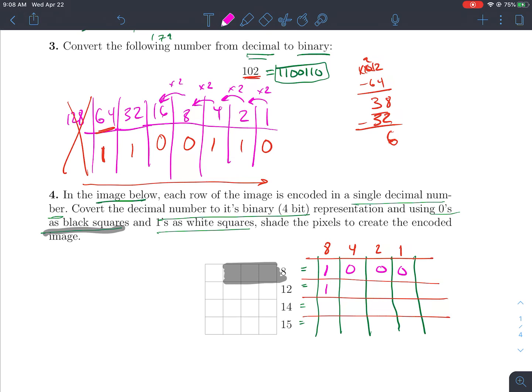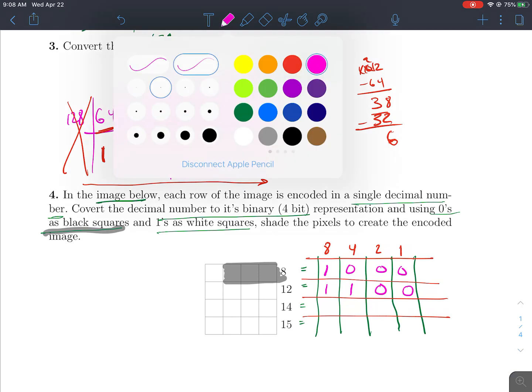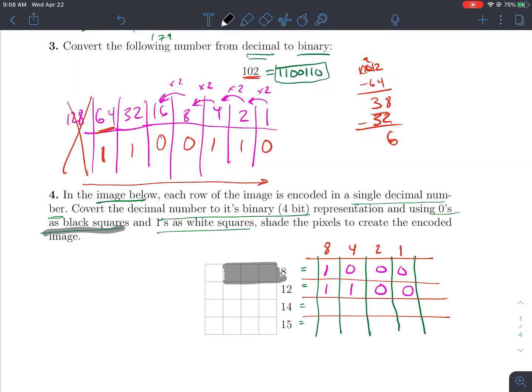All right, next step, 12. We need 1 8, 1 4, 0 2s, and 0 1s. So that will be one of these, and then these, oops, these are off. Okay, next up we need to make 14, so we'll need an 8, certainly. We'll need a 4, that gives us 12 total. We need a 2, now we have 14 total because of 8 plus 4 plus 2, and we need 0 1s. So we just turn this light off because it has a 0 there, so that switch should be off.